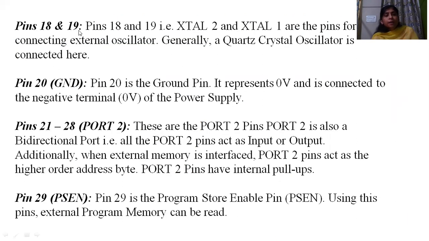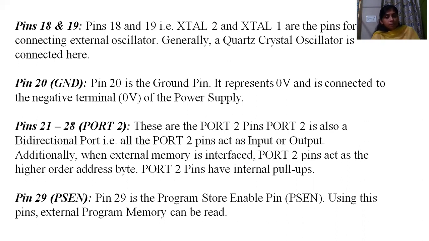Pin number 18 and 19 are the pins for connecting the external oscillator. A quartz crystal oscillator is connected here, and the frequency is from 3 to 12 megahertz. Pin number 20 is the ground pin. It represents 0 volts and is connected to the negative terminal of the power supply. Pin number 21 to 28, port 2. These are bidirectional input and output ports. Additionally, when external memory is interfaced, port 2 pins act as the higher order address byte.